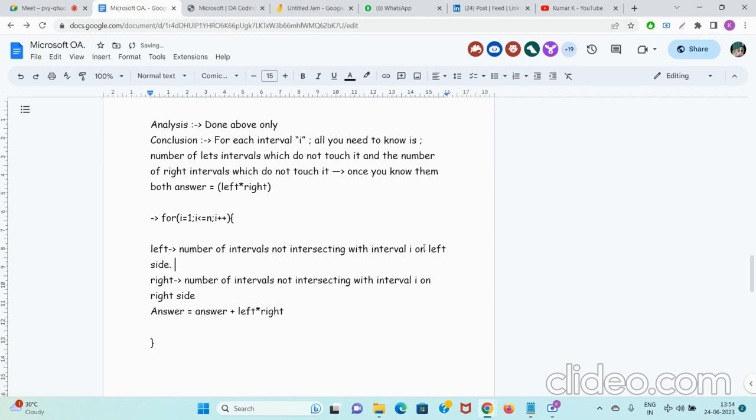So all you need to do is, for each interval I, first calculate left, the number of intervals which are not intersecting with our current interval on the left side, and right, the number of intervals not intersecting with the current interval on the right side. Answer will be answer plus left into right, and finally you print the answer, your job is done. Guys, I hope most of the people understood this much of the algorithm. I have not discussed how to calculate left and right, we'll discuss that later on.